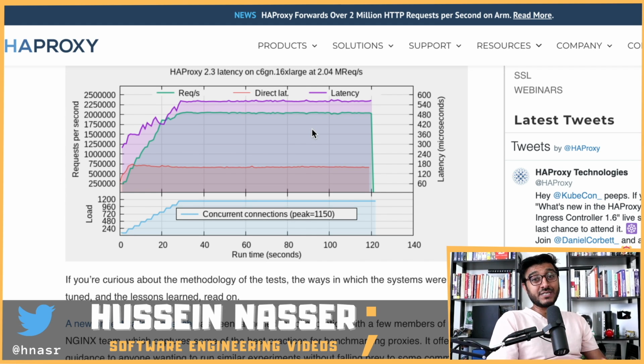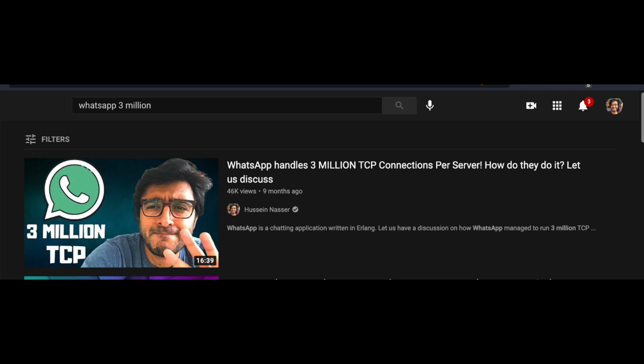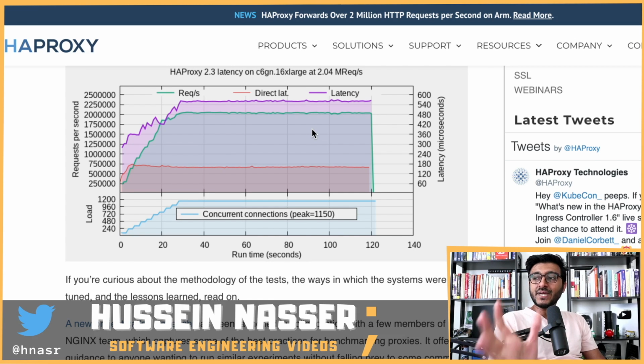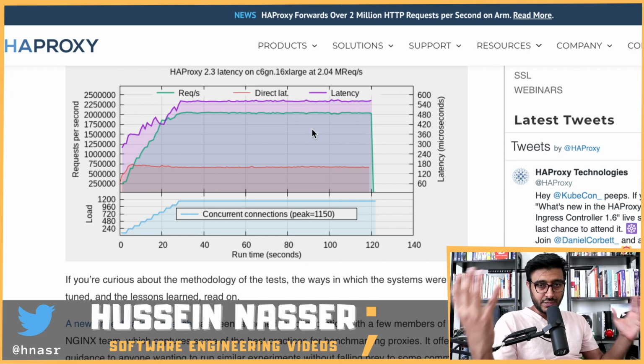How would HAProxy act like an ingress in that case? Because that is a completely different ball game. First of all, can you even open 2 million TCP connections? How much RAM would you need to open 2 million TCP connections? Now, WhatsApp did it. WhatsApp reached what, 2 million, 3 million TCP connections? I talked about that. 3 million TCP connections. That's the definition of concurrency, because you have hungry end users connecting to you.